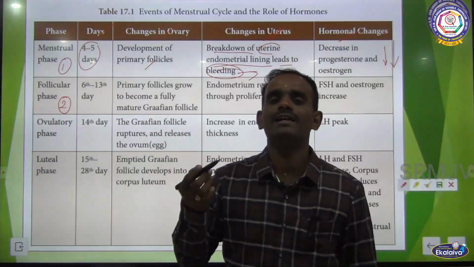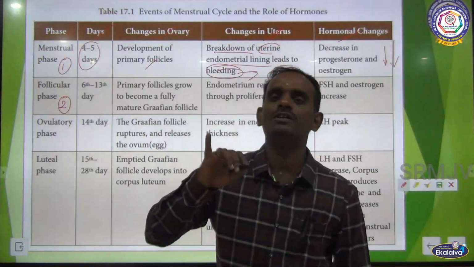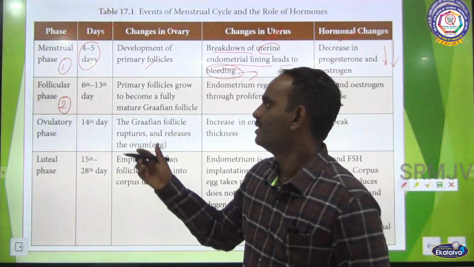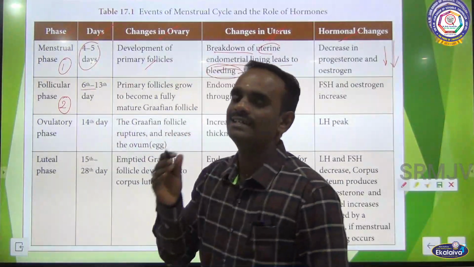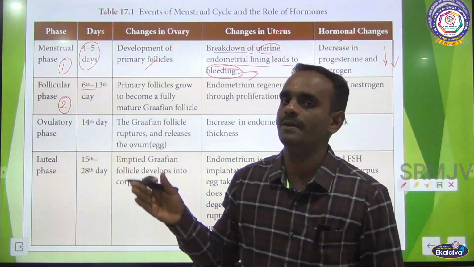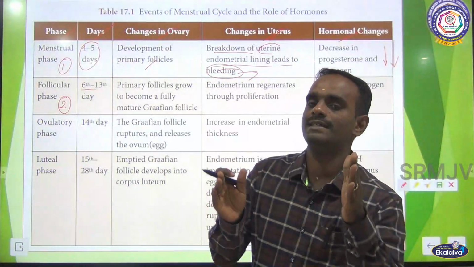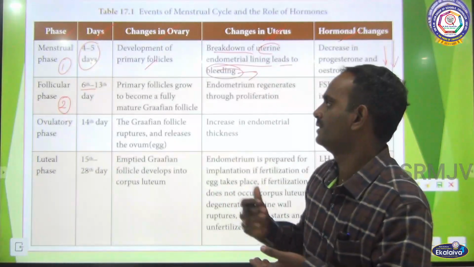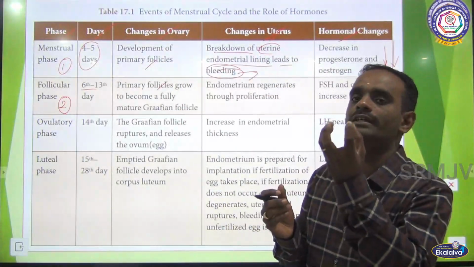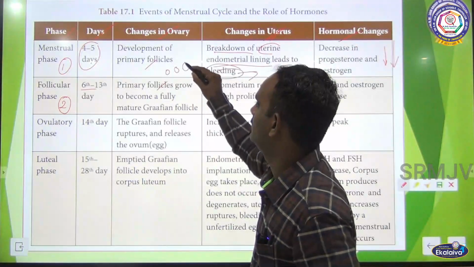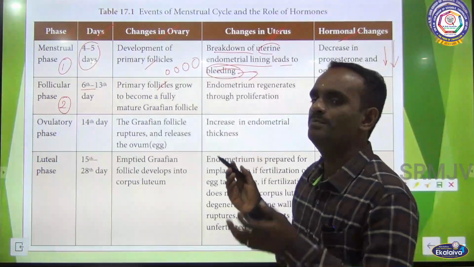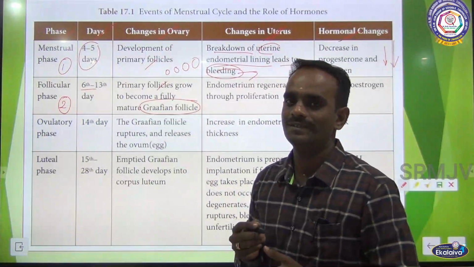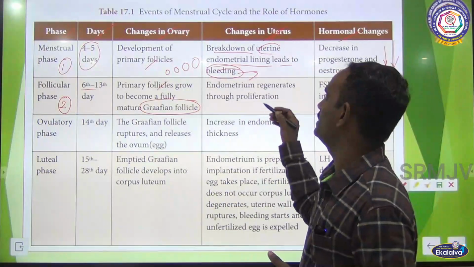From the name itself, you can easily understand the concept. Follicular phase: during that phase, the follicles are developed. It takes place from the 6th day to the 13th day. In between 6 and 13, that phase is called the follicular phase. During that phase, the primary follicle slowly grows and becomes a fully mature Graafian follicle. Clear? So what changes take place in the uterus?